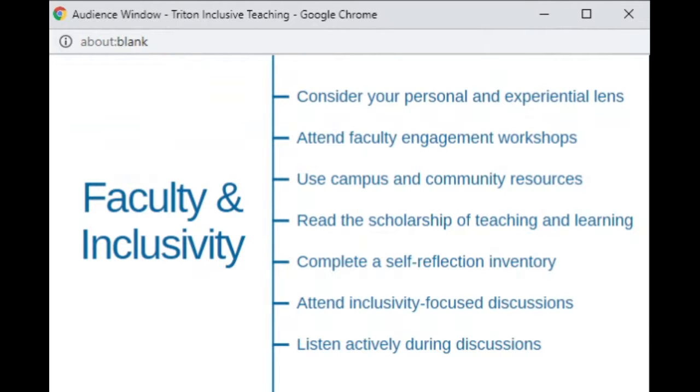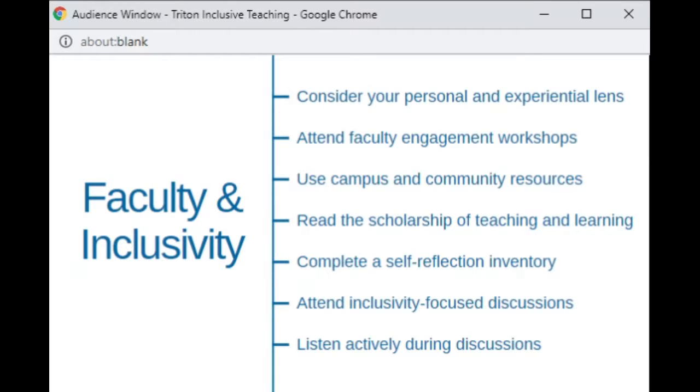But it's also going to show up in ways that maybe we aren't including students who don't share those kinds of experiences and lenses. You can attend faculty engagement workshops just like this that give you space and time to think about your own personal experiences that you bring into the classroom. There are lots of campus and community resources out there for you. We can read more on the Scholarship of Teaching and Learning. We can do a self-reflection inventory.